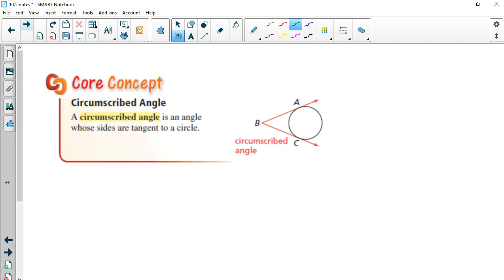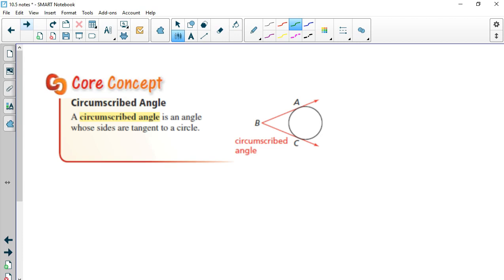Another concept, not theory, just concept. A circumscribed angle is an angle whose sides are tangent to a circle. So in the previous examples, we said we could have a secant and a tangent, two tangents, or two secants. Well, if we have two tangents, it's called a circumscribed angle.